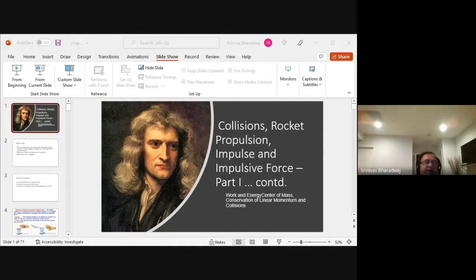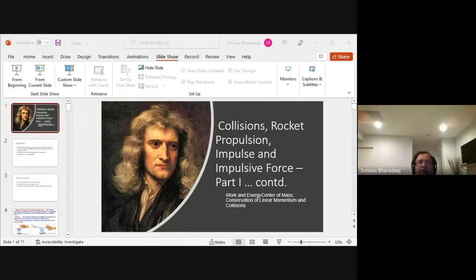In between the inelastic and the perfectly elastic, there are a range of semi-elastic, semi-inelastic collisions where only momentum is conserved, and we introduce this term called the coefficient of restitution, E. The coefficient of restitution is the ratio of the difference in the final velocities divided by the difference in the initial velocities.